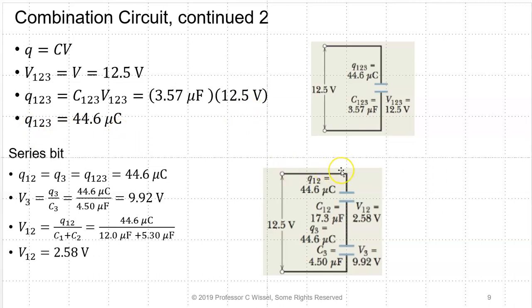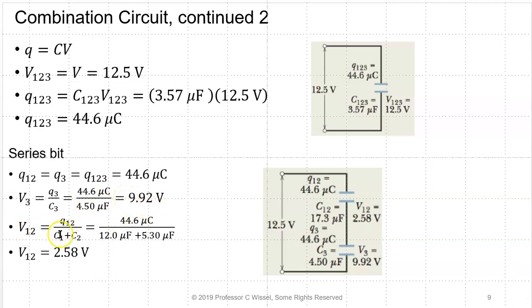Now we have to go back and spread the circuit back out again, so we have to investigate the bits. The series bit: Q12 equals Q3, because Q is the same in series. That equals Q123, or 44.6 microcoulombs. So V3 is Q3 over C3, so 44.6 microcoulombs divided by 4.50 microfarads. The micros are going to cancel out, and you're going to wind up with 9.92 volts.